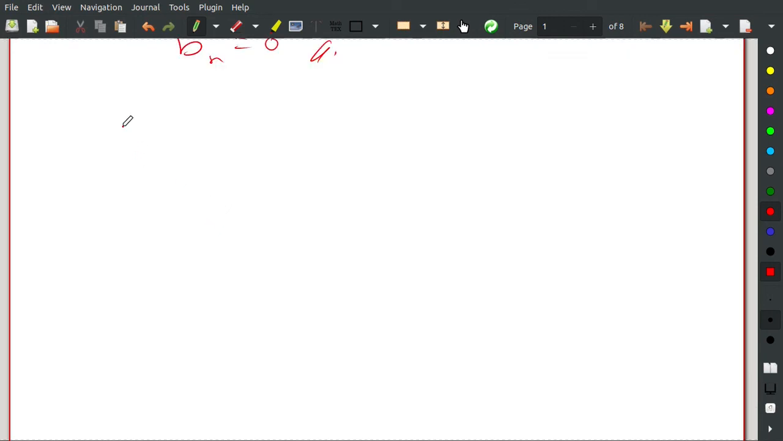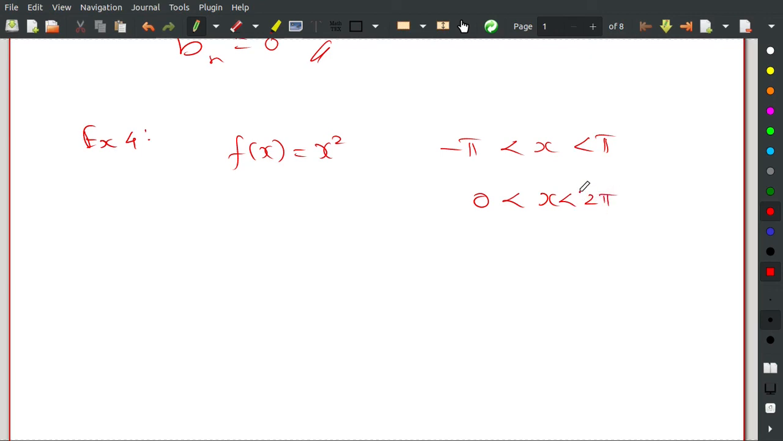Let me give 2 examples. Example 4: if our f of x equals x square, and it is defined in the limit minus pi to pi, then we can apply this rule. We cannot apply the rule if x is defined in the other limit. We cannot use the even or odd function trick for that limit. We can use it only for this limit.